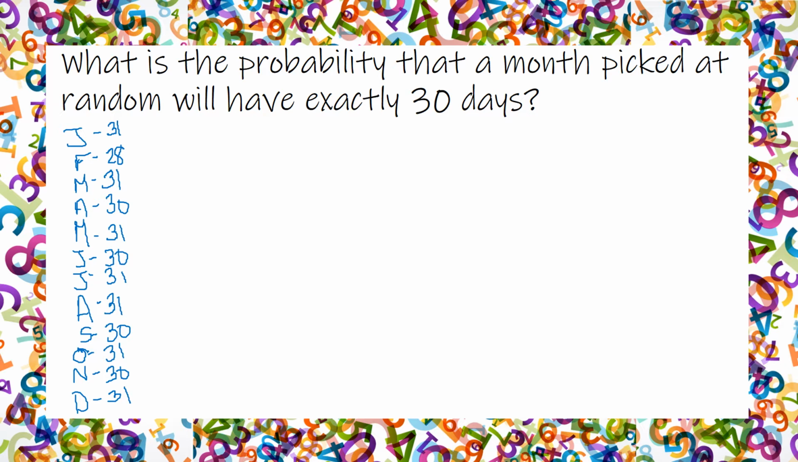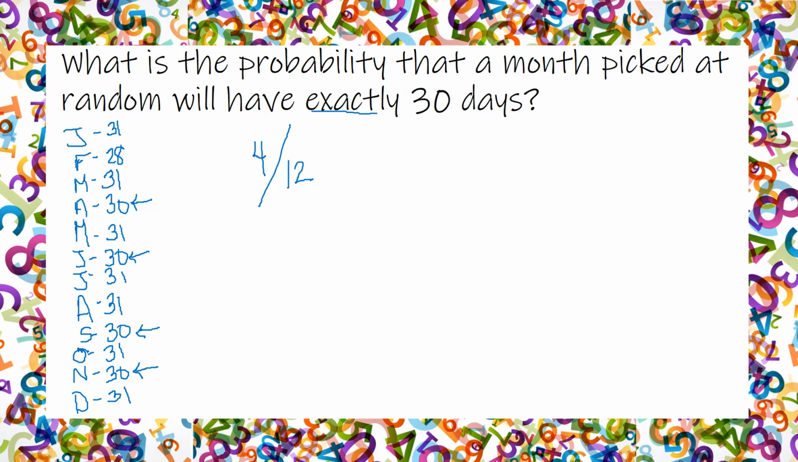So, after we get those written out, we're going to say, okay, I know there's 12 total months. So that's on the bottom of my probability. So it's something out of 12. So I need to find the ones that have exactly 30 days. So 1, 2, 3, 4. So 4 of these have exactly 30 days.